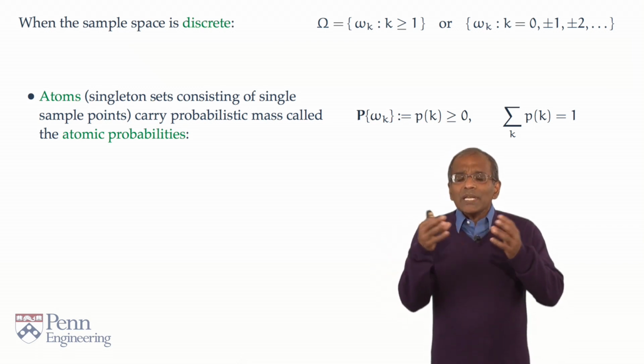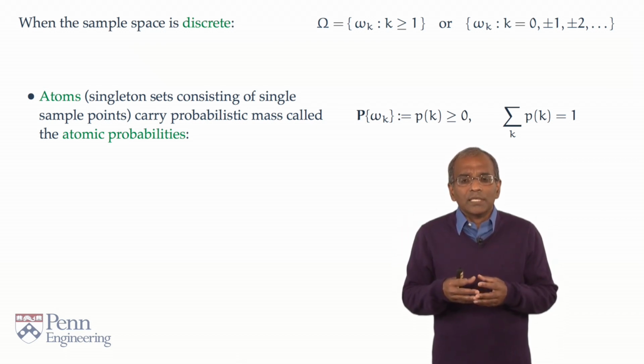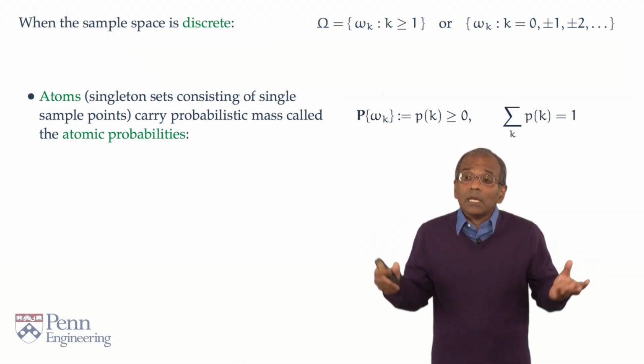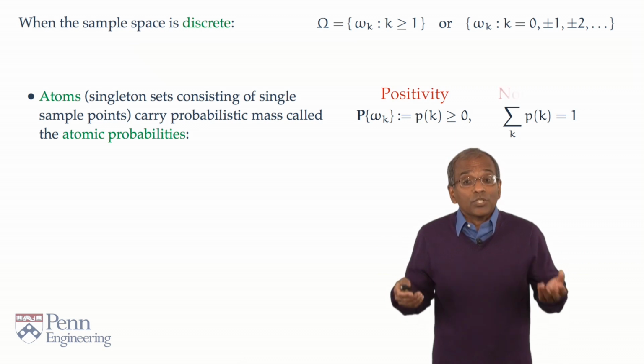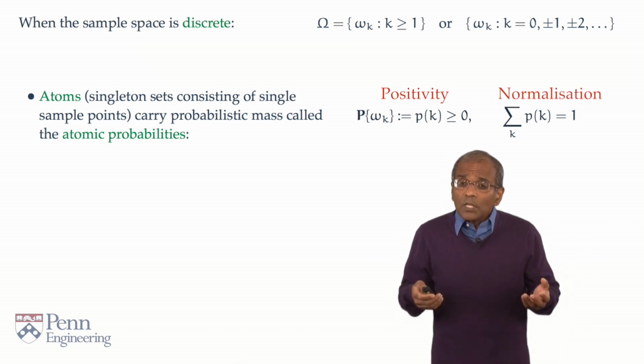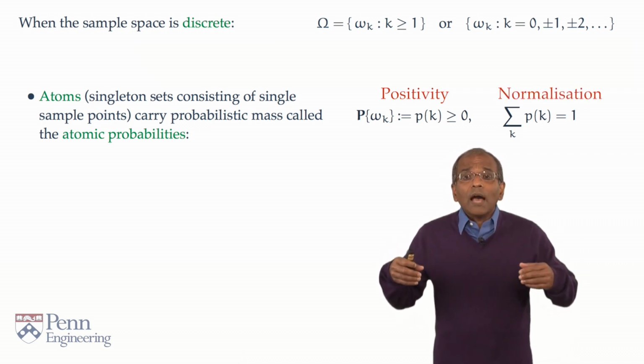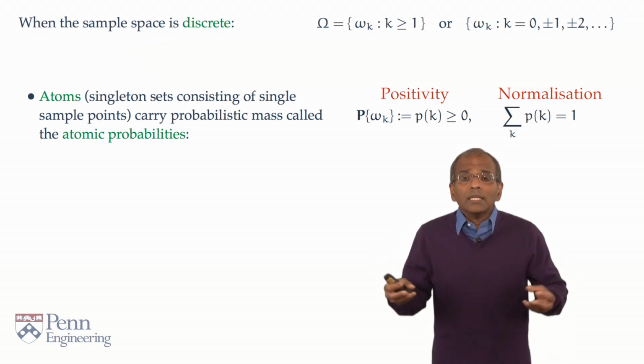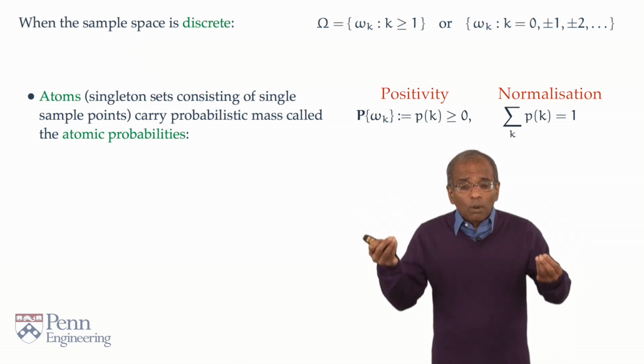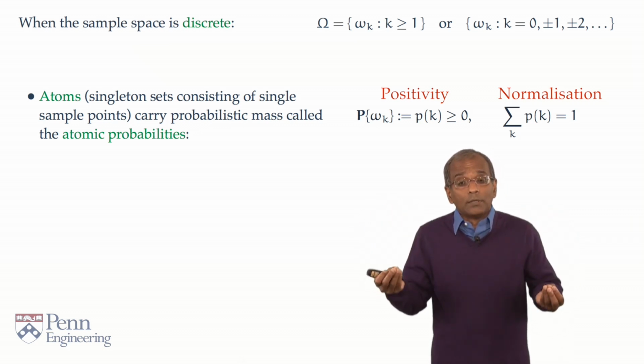Now, what do we need from these atomic probabilities? Well, manifestly, they are probabilities, and therefore they have to satisfy positivity. And furthermore, these probabilities have to satisfy normalization. They have to add to 1. So, we start with atomic probabilities, which are positive, and add to 1.